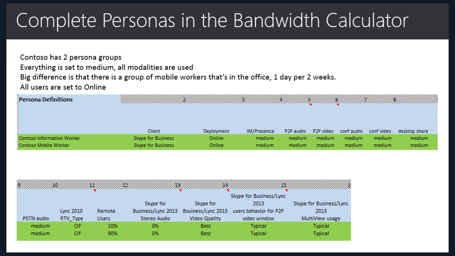What we've done is take a look at the persona workshop within SOF, and we've gotten this information from our persona workshop. So we know that Contoso has 2 persona groups. They all use medium. The difference here is that they have a group of mobile workers that are in the office 1 day every 2 weeks, and all users are online.